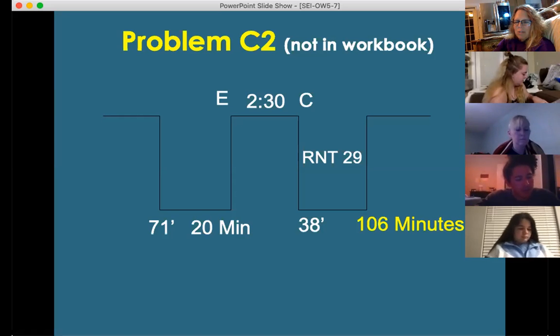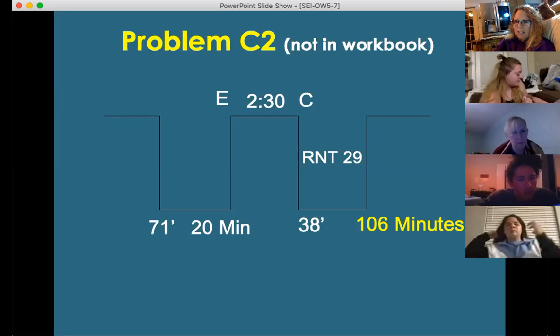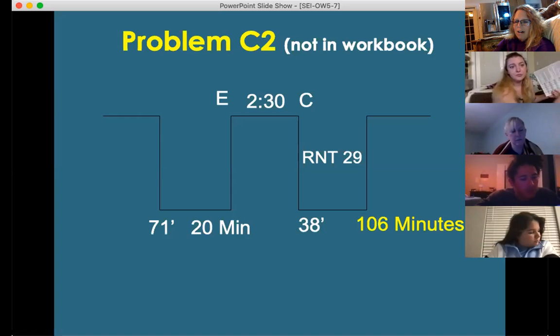71 for 20, 2 hours and 30 minute surface interval. That's not a typo. So it is 106? Yeah. Okay. So how did everyone get it wrong? Were you guys working from a 1 hour surface interval or a 2 hours and 30 minute surface interval? I'm double checking what I did here.